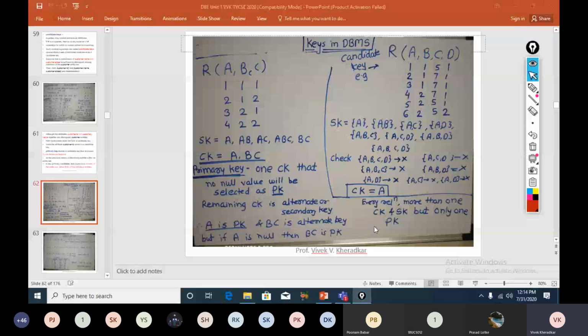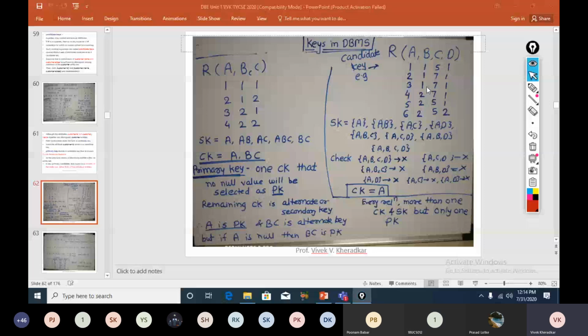This is a very big difference between a primary key and a candidate key. As you know, all primary keys are candidate keys, but what is the difference? There is only a single primary key, whereas there can be more than one candidate key. Even super keys can be more than one. Now try this example. R is a relation with attributes A, B, C, D, and there are 6 rows in this relation R.